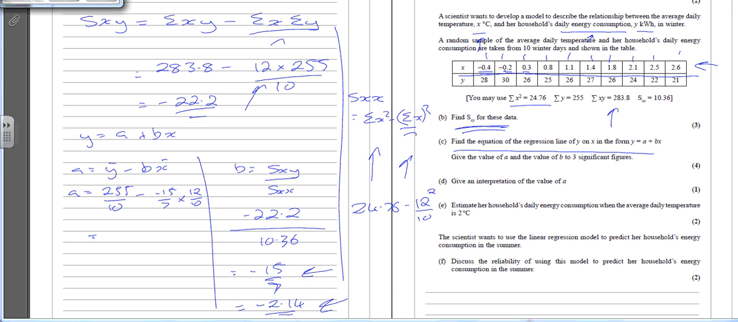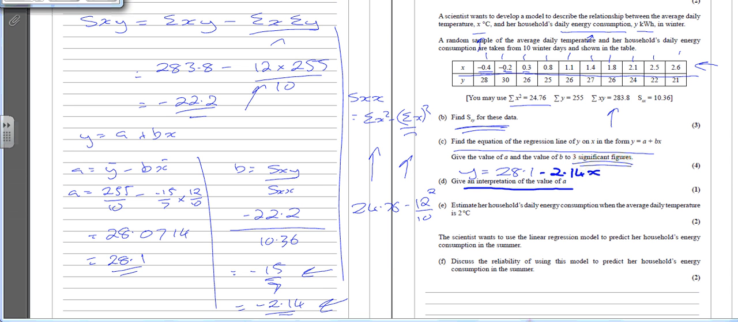And in doing so, we get 28.0714, so 28.1 to 3 significant figures. And then, because it says here 3 significant figures, if we write it out again, that's going to be y equals 28.1 plus, in fact, b is negative, so minus 2.14 times x. Nice, and that's it, all 4 marks.